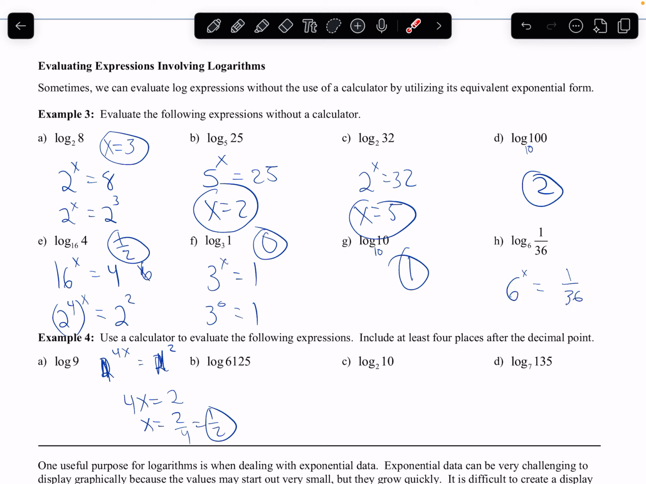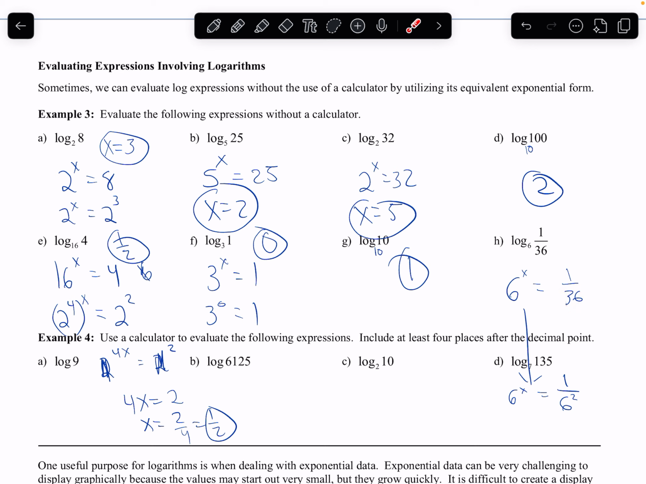I know that if I have 6 squared, that's 36. So I can rewrite the 36 as having a base of 6 as well, 6 squared. And then I have a 6 as a base on both sides. So I'm going to carry it down here: 6 to the x equals 1 over, not 36, but rather 6 squared. See that? I just took the 36 and made it 6 squared.